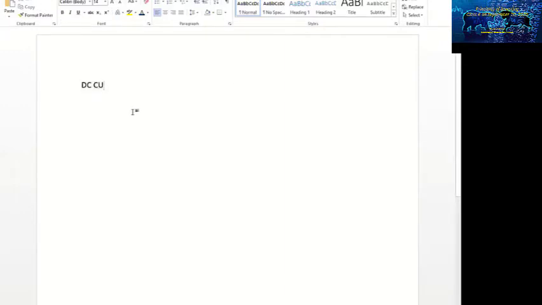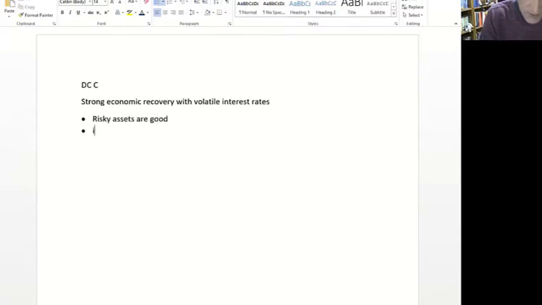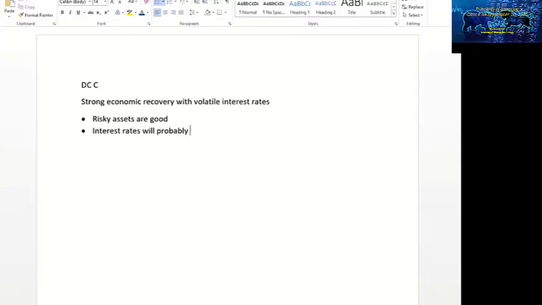All right, so I'm going to leave off US versus non-US for right now. Let me give you a scenario. Strong economic recovery with volatile interest rates. What does that mean? It means risky assets are good. What are interest rates going to do? Are they going to rise or fall? Strong economy. Probably rise. All right. And interest rates are volatile.